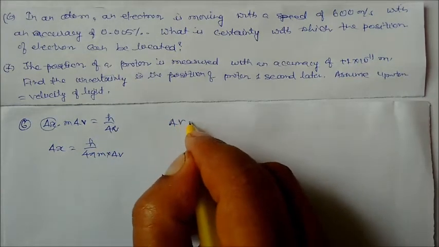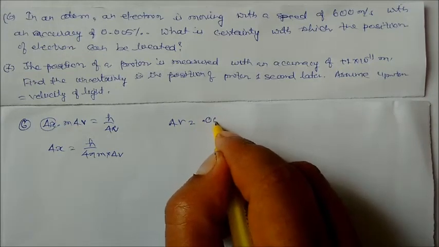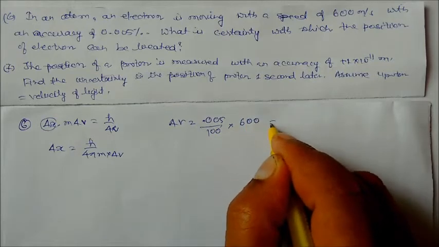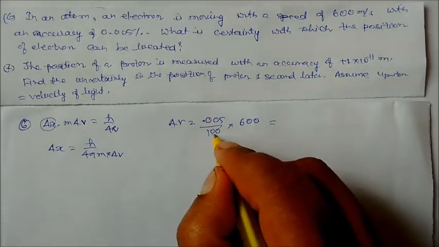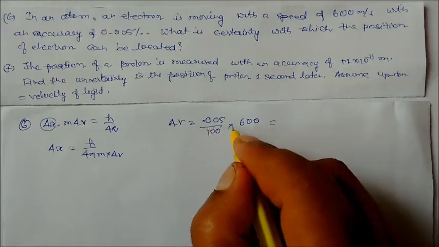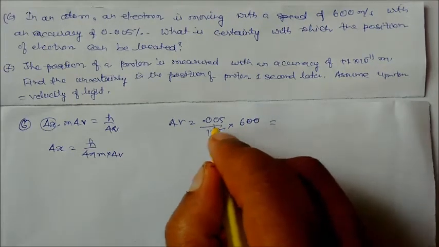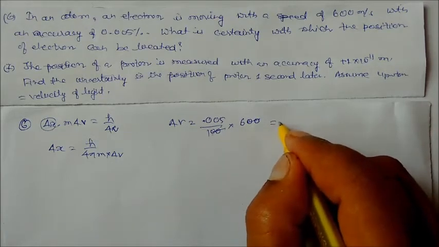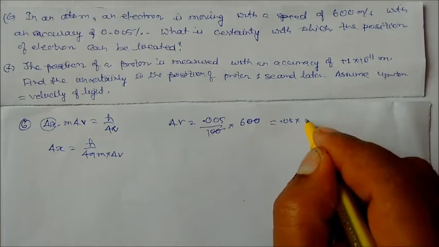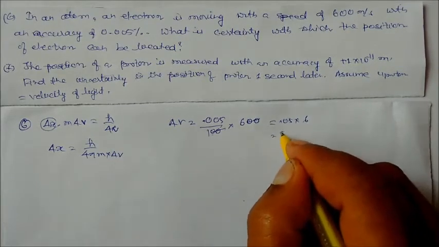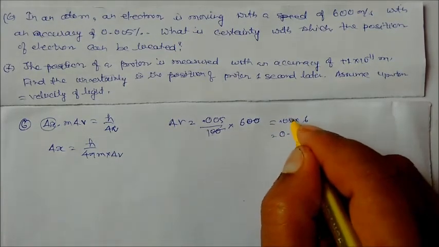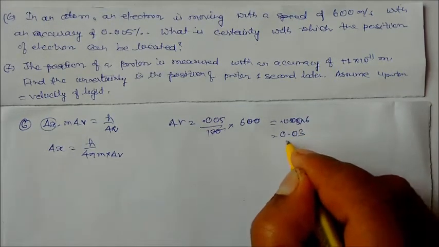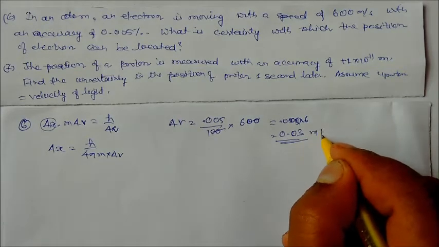So what is the velocity here? Velocity we can write as 0.005 divided by 100 into 600. So 0.005 into 6 gives 0.03. So this is our velocity uncertainty, in meter per second.